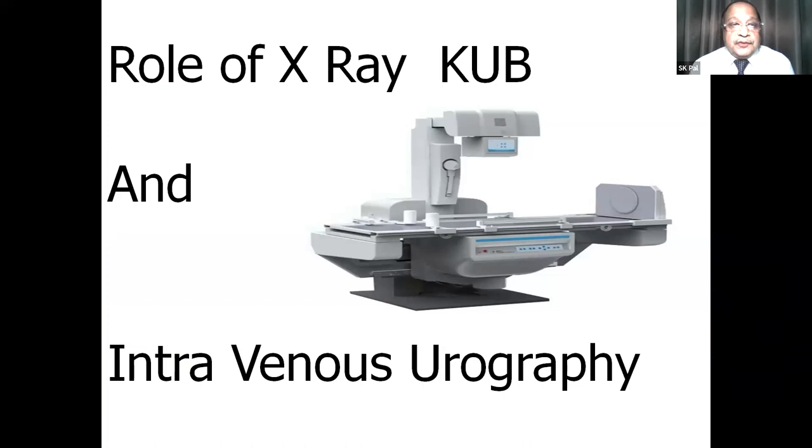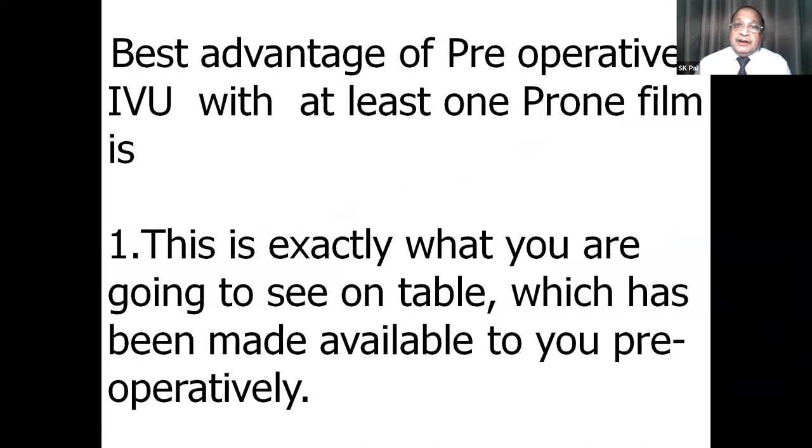Now coming to the role of X-ray KUB and intravenous urography, which we have been very familiar with. The best advantage of preoperative IVU with at least one prone film, which is usually the 20-30 minutes film, is that this is exactly what you are going to see on table, because we are going to do PCNL under a two-dimensional image of the image intensifier on an X-ray table. So this image is already made available to you preoperatively.